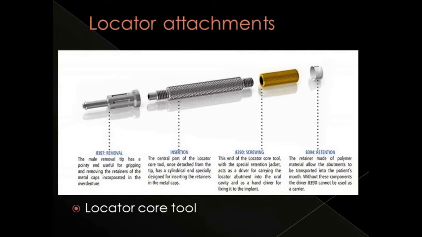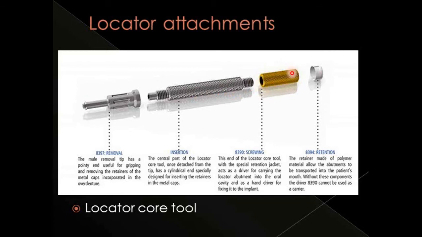So these are the different varieties of locator attachment, and in order to place the locator attachment, we make use of a locator core tool. So this is a 3-part incorporated into one tool. The first portion, that is the tip, is used for removal of the male component, that is the nylon ring. So this is used for gripping and removing the nylon insert from the metal caps that is incorporated into the overdenture. And this central portion is used for placing the retainers inside the metal caps, that is for placing the replaceable nylon insert into the metal caps in the overdenture.